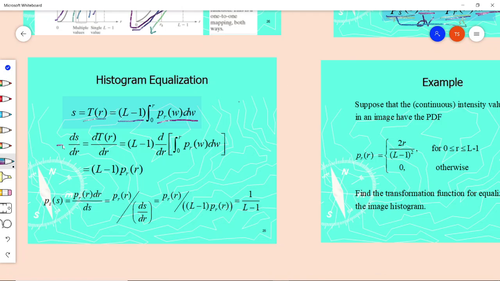What is ds by dr? Here we applied the differential on s, so it became ds, and we applied the differential with respect to the input r, so dr. So both sides we are applying the differential, so here it should be dT(r) by dr.